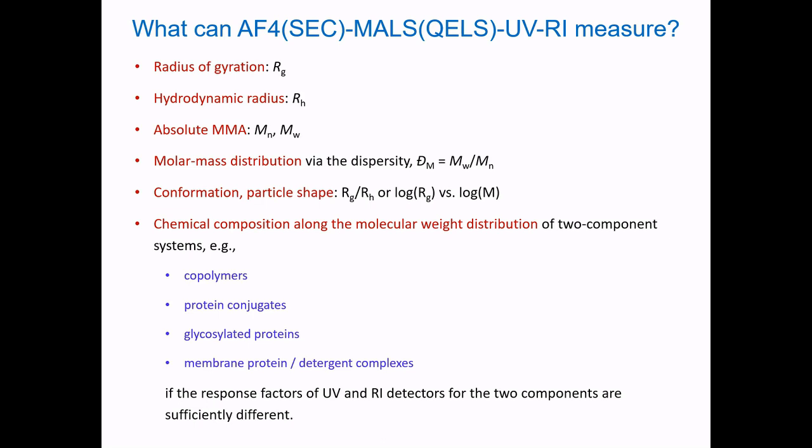In special cases, we can determine also the chemical composition along the molecular weight distribution of the complex two-component systems like synthetic copolymers, protein conjugates, glycosylated proteins, and complexes of membrane protein and detergents. The only prerequisite is that the response factors of both concentration detectors are sufficiently different for both constituents of the two-component system.